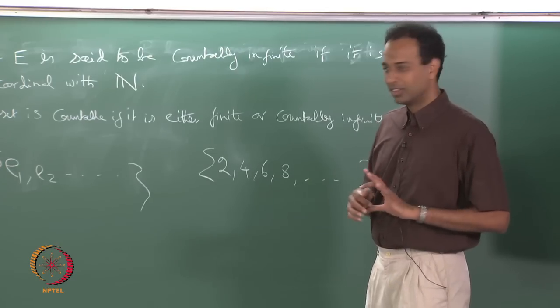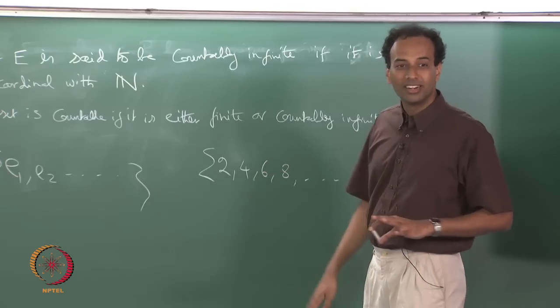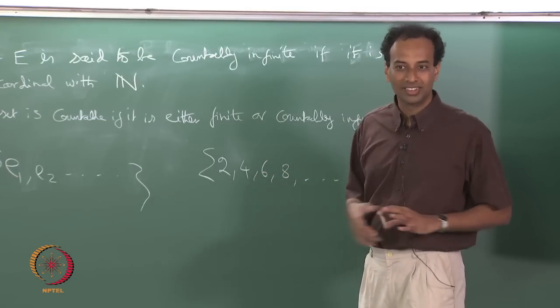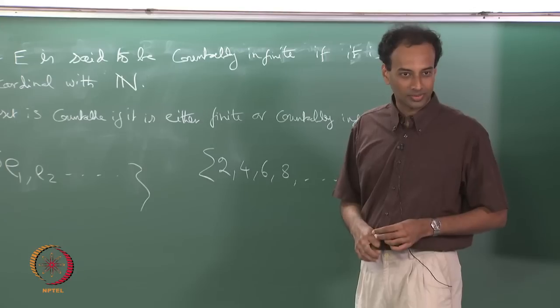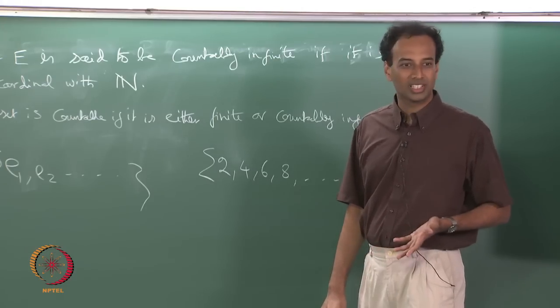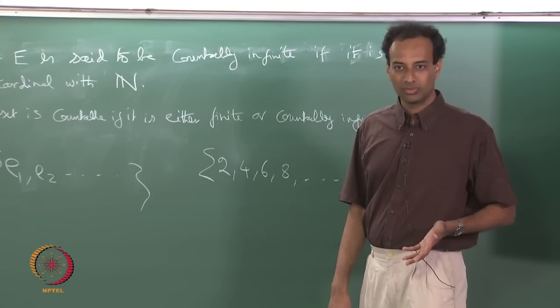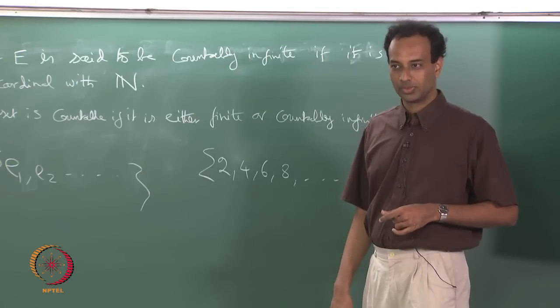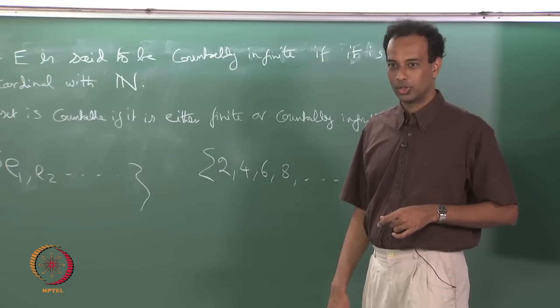Is this clear? Never mind that this is contained in N, but they are equal in size because there is a bijection. Similarly, odd numbers are also in bijection with natural numbers. Okay.